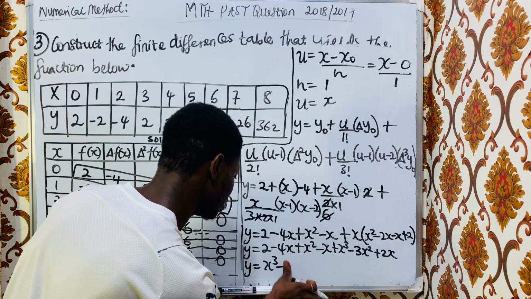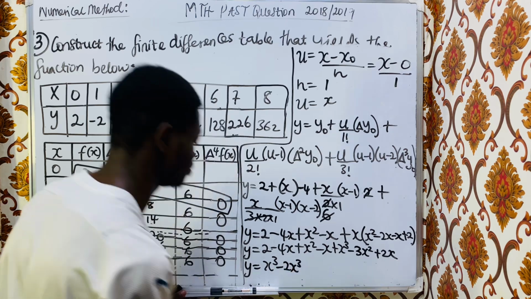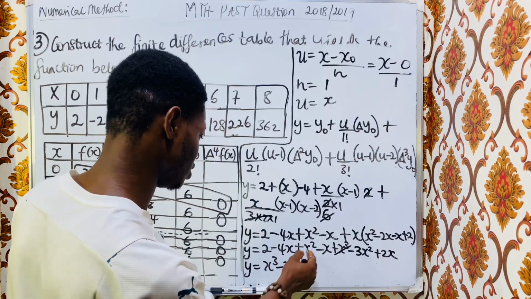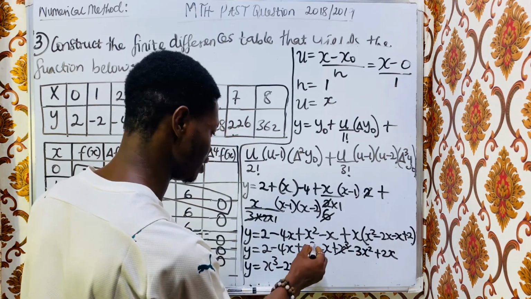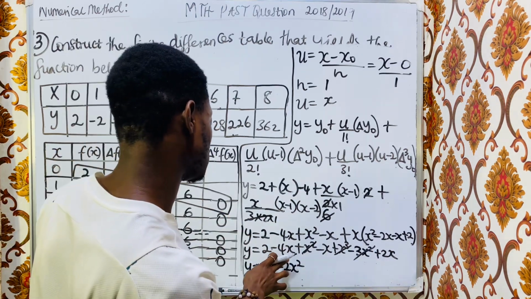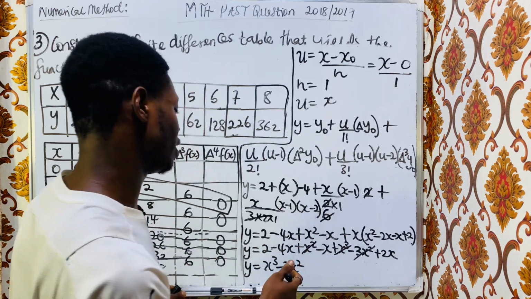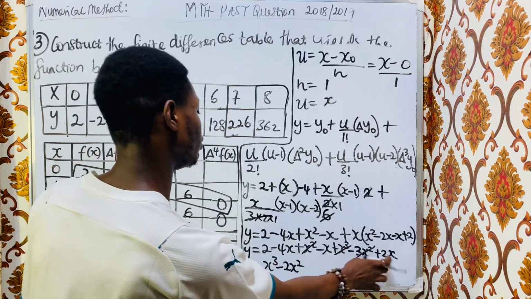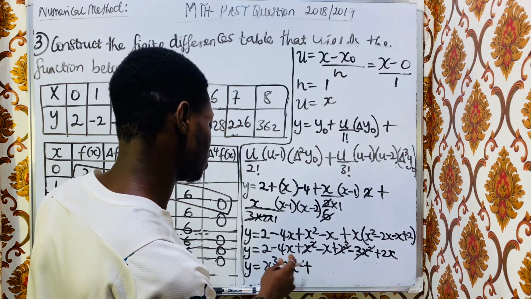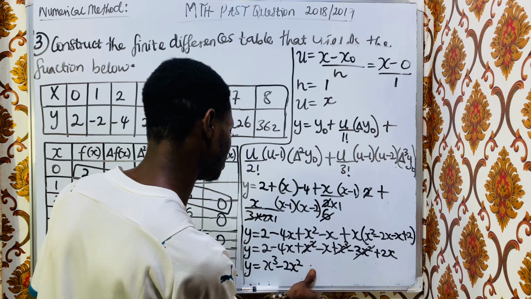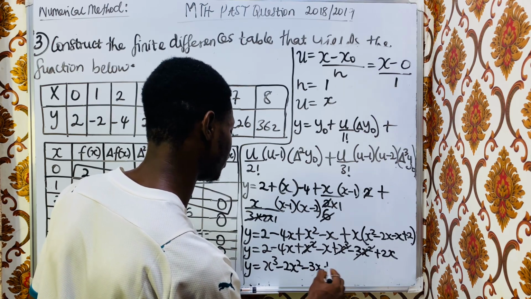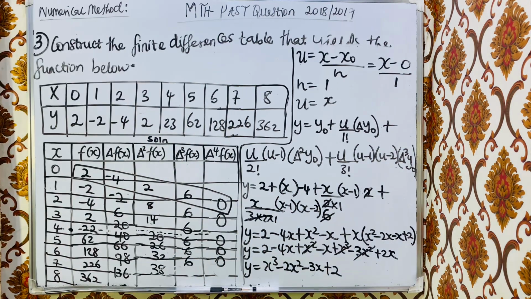Negative 2x squared, sorry. Negative 2x squared. So anyone I bring out, I'll cancel it. That's x minus 3x squared is negative x squared. Negative 2x squared. Then negative 4x, negative x will give us negative 5x, plus 2x will give us negative 3x, then plus 2. I hope you can see the down.